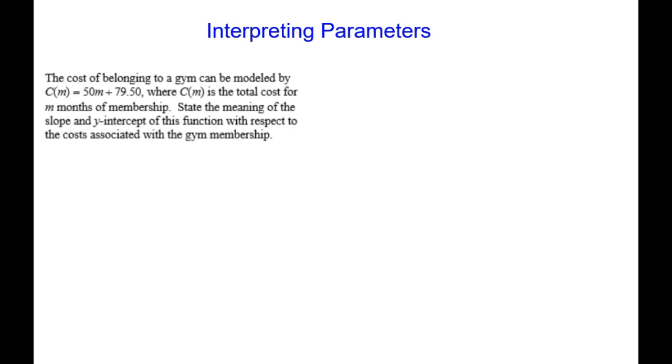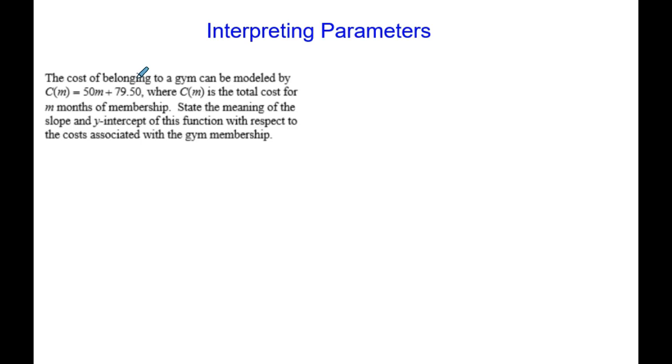Example 3: the cost of belonging to a gym can be modeled by C of M equals 50M plus 79.50, where C of M is the total cost for M months of a membership. State the meaning of the slope and the y-intercept of this function with respect to the costs associated with the gym membership. So we have our equation C of M representing the total cost for this membership given however many months you stay at the gym. M represents the number of months at the gym. So we have 50 as our slope and 79.50 as the y-intercept. We're trying to determine what the slope means and what the y-intercept means.